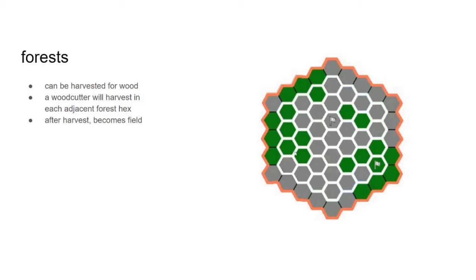After you harvest from a forest space, it's going to become a field space. So when that happens, you won't be able to harvest wood from it anymore. You've already cleared it. You'll be able to do something else with it. The space itself will have changed. So going back to these flags, let's talk about what they are.